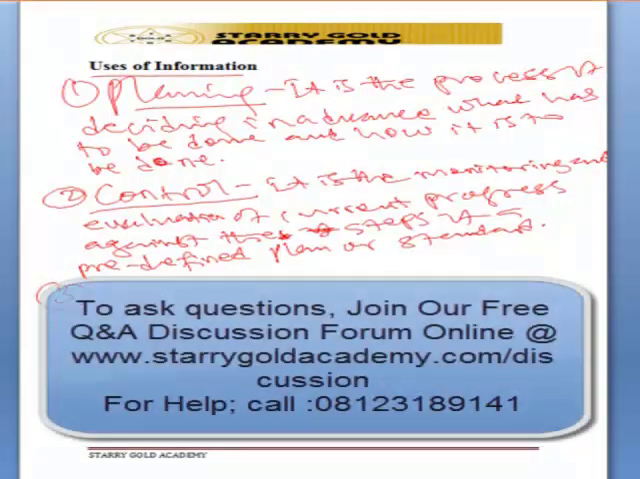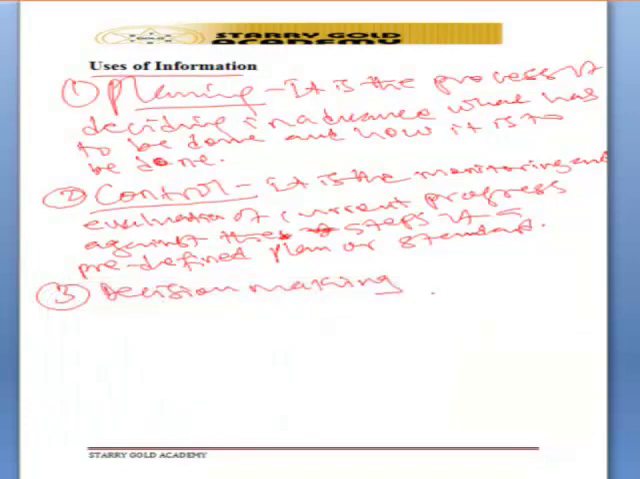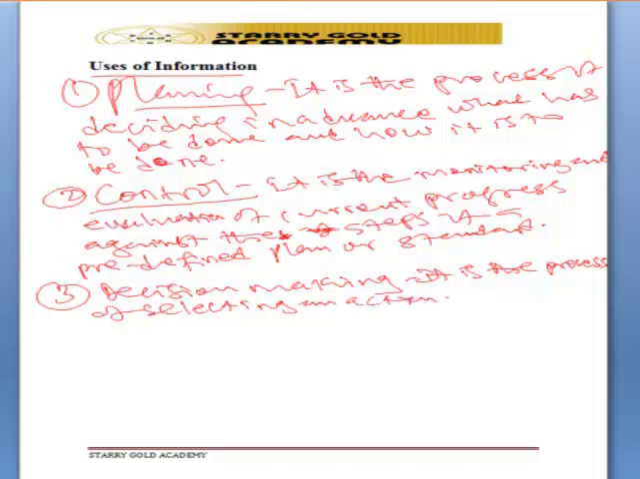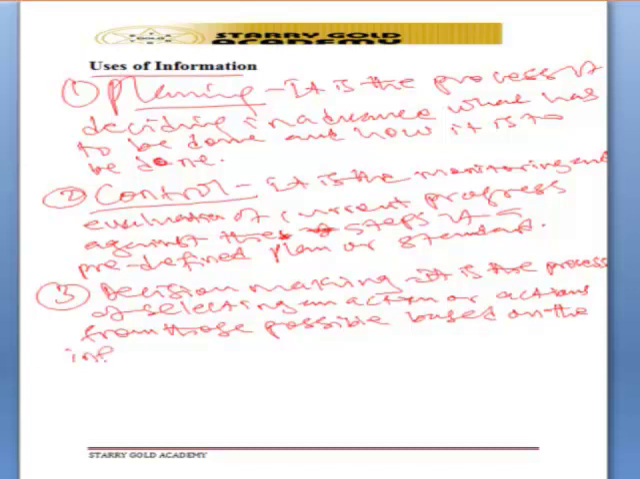So the next one is decision making. Decision making is the process of selecting an action or actions from those possible, based on the information available.